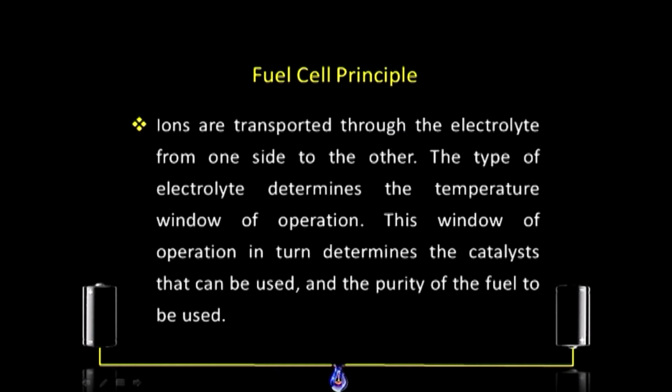The type of this electrolytic membrane or solution determines the temperature window of operation of the fuel cell. This window of operation in turn determines the catalyst that can be used and the purity of the fuel to be used. So we can say the classification of the fuel cells is based on the temperature, the electrolytic solution, the fuel used in that particular fuel cell, and also the catalyst.